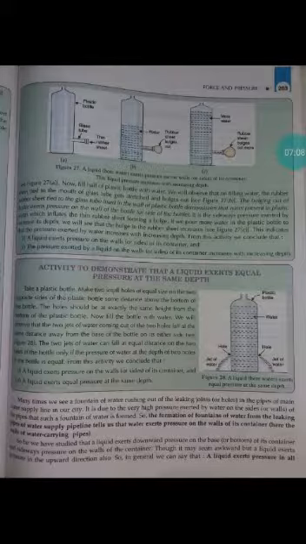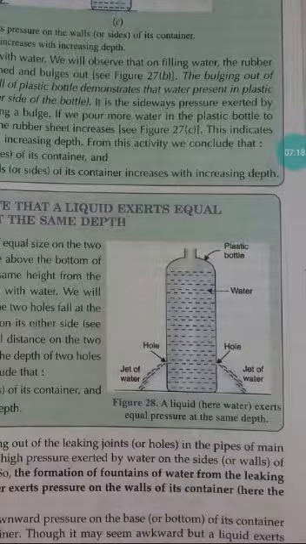Now students, the last activity will demonstrate how a liquid exerts equal pressure at the same depth. Okay. Let us take a plastic bottle, make two small holes of equal size on the two opposite sides of the plastic bottle at some distance above the bottom of the bottle. Yes, see here, it is a plastic bottle, two holes are made at the bottom, just slightly above the bottom of the vessel or the bottle.